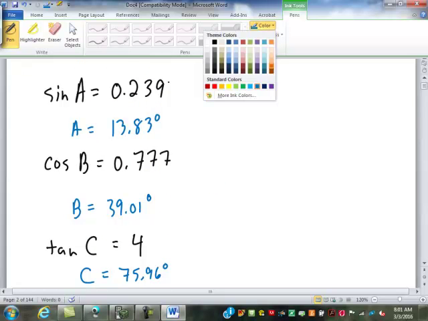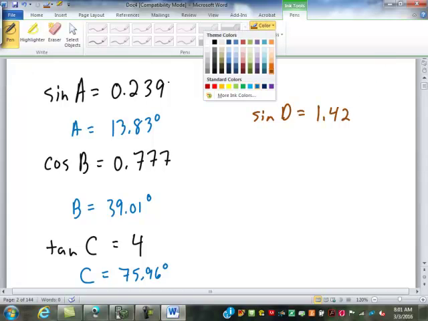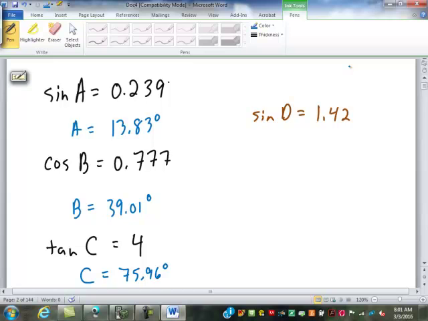Now I'm going to throw one up here. Let's say that the sine of angle D equals 1.42. Without punching that in your calculator, can you tell me what that is? Okay, go ahead and punch it in your calculator. You know your calculator is not wrong, Dale. It's saying error. Why?